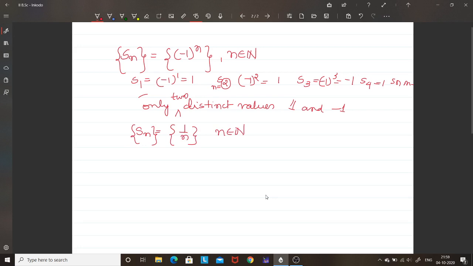So see here, S1 is equal to 1, S2 is equal to 1 by 2, S3 is equal to 1 by 3, and S4 is equal to 1 by 4. See here, all the elements are distinct. For n equal to 1, 3, and 4, look at this, all the terms are distinct here. Okay, this is all about the sequences.